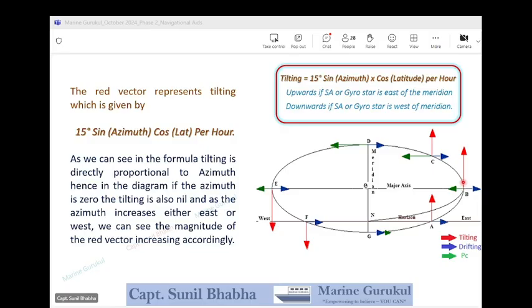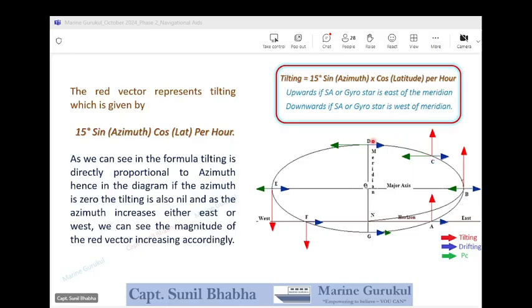After point B, the spin axis moves on to point C, point Charlie. Now at point Charlie, the azimuth is reducing because the spin axis is coming back towards the meridian. With the azimuth reducing, the tilting also reduces. Tilting is directly proportional to azimuth. So tilting also reduces, and you see the tilting vector becoming shorter than what it was at point Bravo.